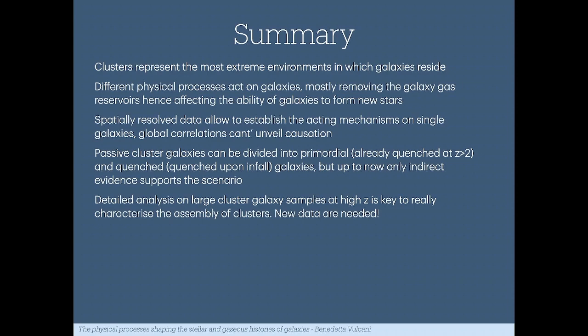The hypothesis is that cluster galaxies can be subdivided into 2 big families. We have the galaxies that have been quenched forever, the primordial population, and galaxies that just quench as they fall into the clusters. But unfortunately, we don't have enough data yet to really probe this scenario. So we really need to have larger cluster samples, especially at high redshift. Trying to characterize the population at redshift 2 and 3 is really the key to understand the role of the environment in shaping galaxy properties. And I'm on time.